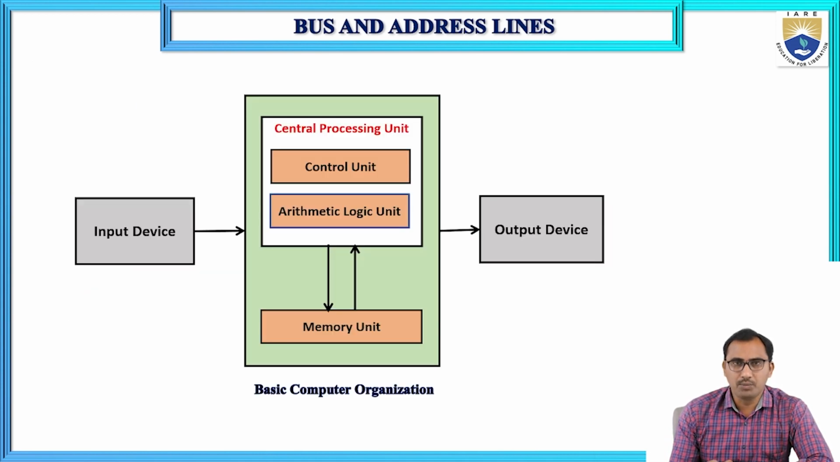This is the basic computer organization. Here you can see the three important subsystems we have already seen: the first one is the CPU, then the memory unit, and the input-output subsystem. The CPU again consists of three parts: the control unit, the arithmetic unit, and some registers. Registers are internal to the processor.